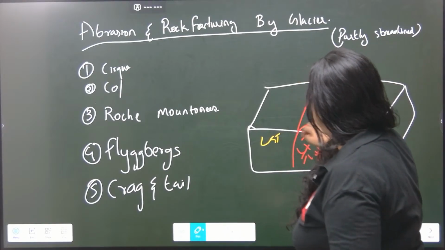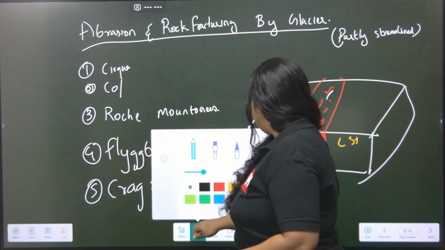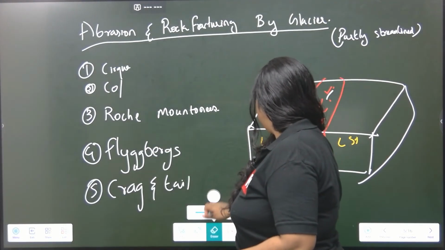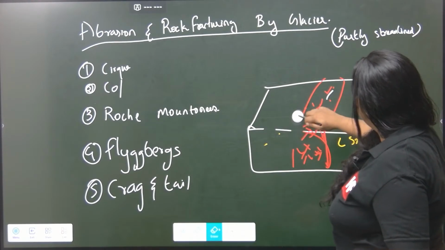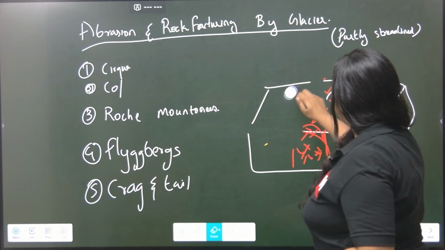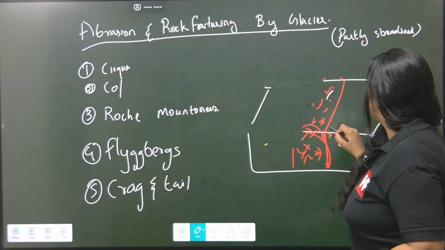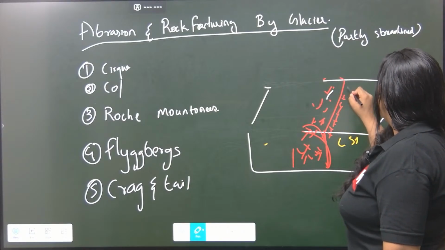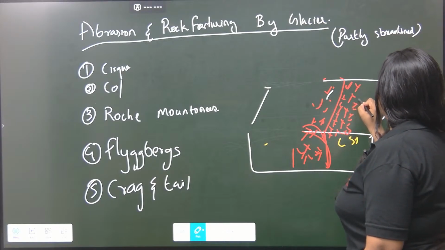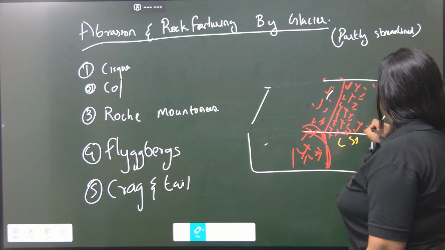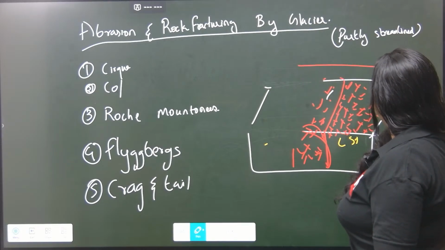So what happens if glacier flows over this? The glacier will erode this side. Limestone will be completely eroded, and this part of the rock will also be eroded, and it will be deposited here. This is a resistant rock, right? So the glacier won't be able to transport these resistant rock grains. Whatever particles are eroded will get deposited in the lee side. This is how the glacier flow happens.